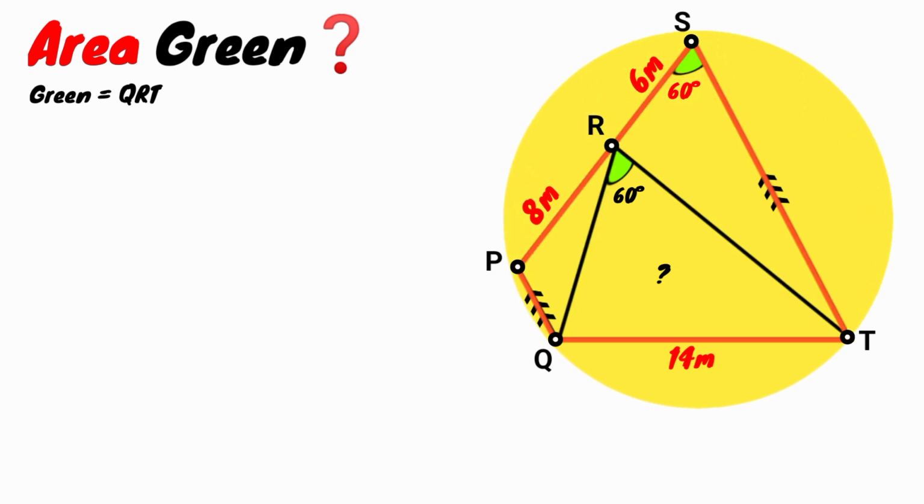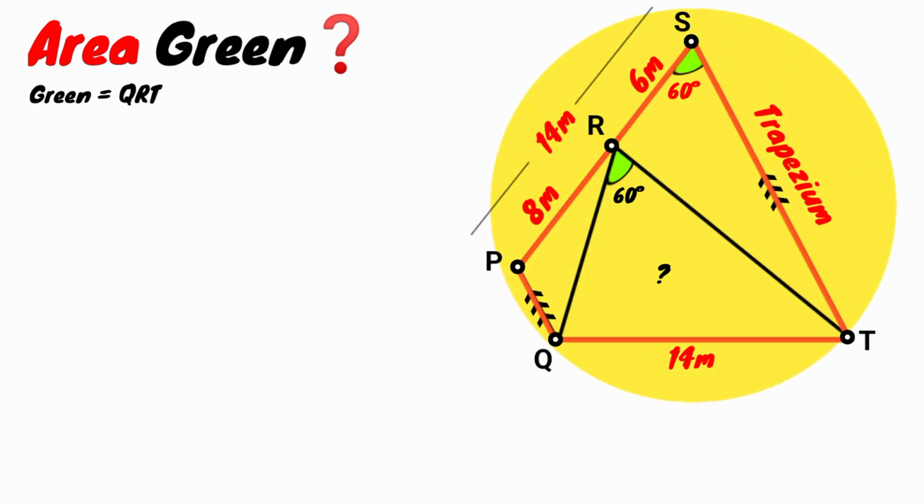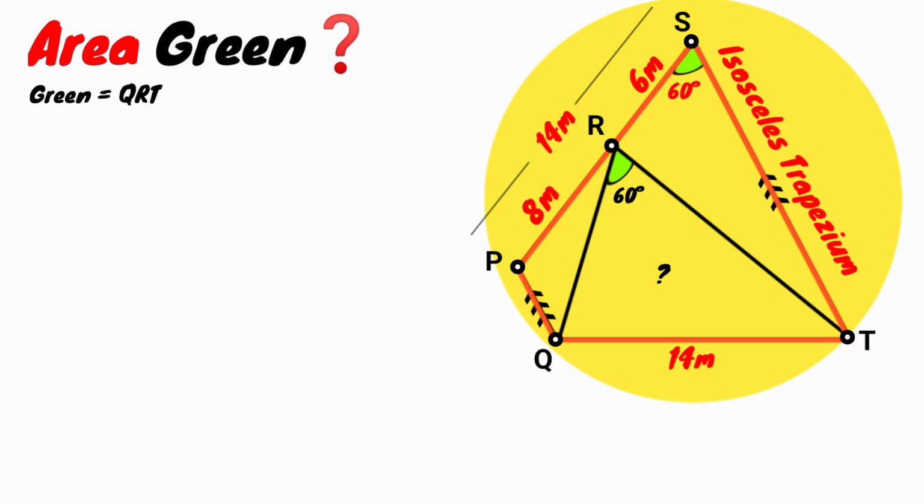We first look at this quadrilateral. This side and this are parallel, and that makes it a trapezium. The length of this side is 14 meters, and here its length is a summation of 8 meters and this 6 meters, that's 14 meters. So this side and this side are congruent, and that makes it an isosceles trapezium.